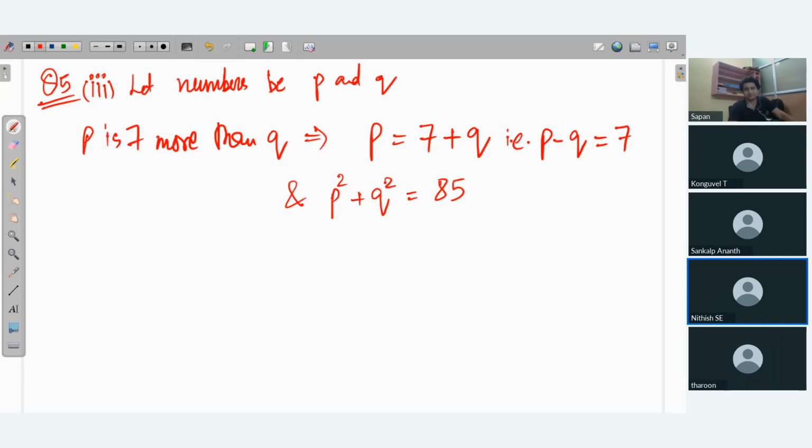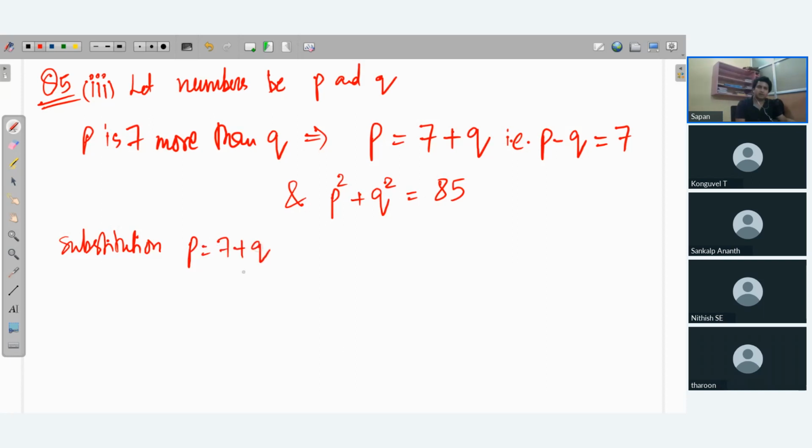But the product is 18, right, sir? I don't know P and Q, but 18, right? Okay, let's see by substitution. Plugging in P is equal to 7 plus Q, that is 7 plus Q whole square plus Q square is equal to 85.